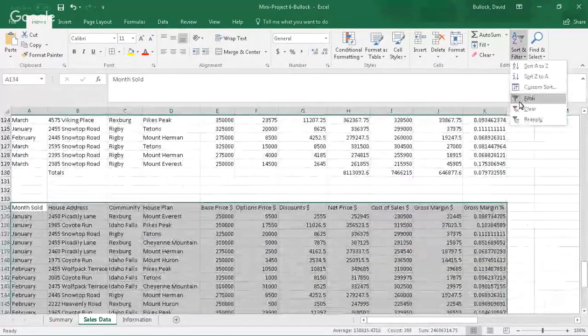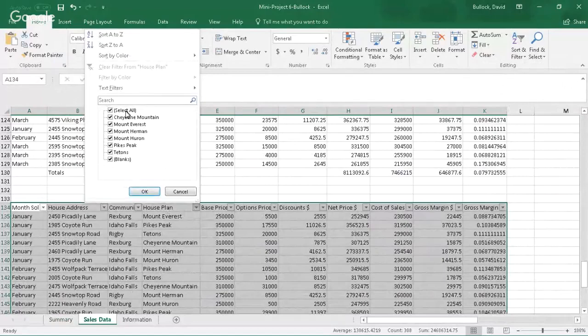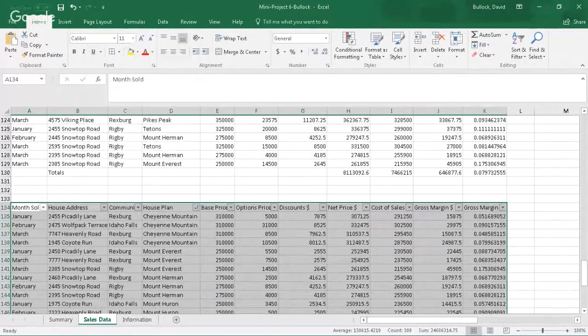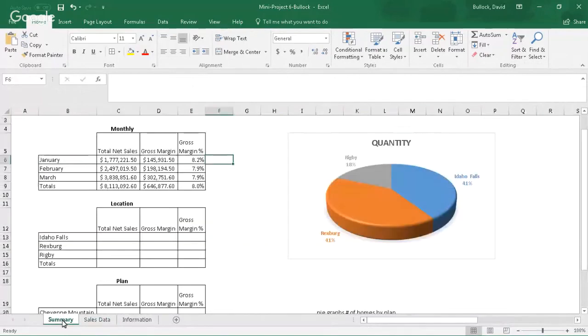Filter on by, come on, filter. There we are. House plan. If I go alphabetically again, at least it breaks it up into chunks. Yep. I couldn't think of any other way besides that, and then I'm just going to go through and select those cells to do my summary off of.